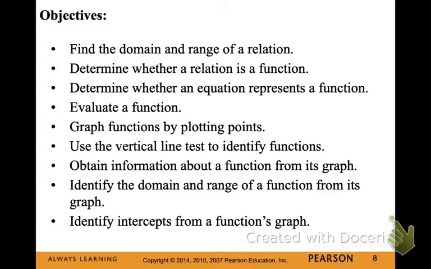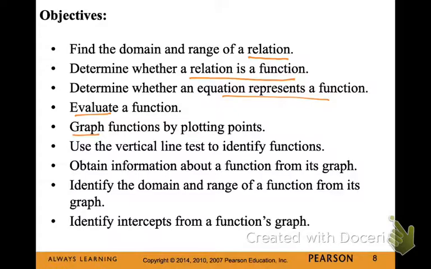We're going to talk about relations, which in math is where we have a relationship of one variable to another. We're also going to talk about functions, whether a relation is a function. We're going to talk about if an equation can be classified as a function. And we're going to evaluate functions. We're going to graph functions by plotting points.